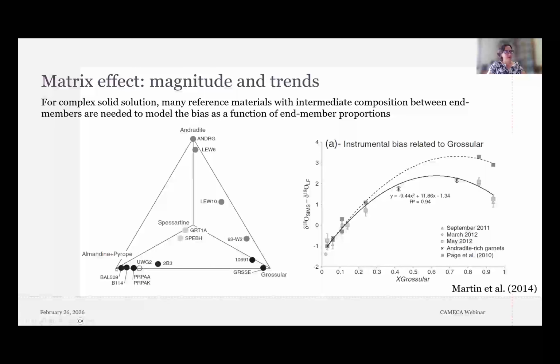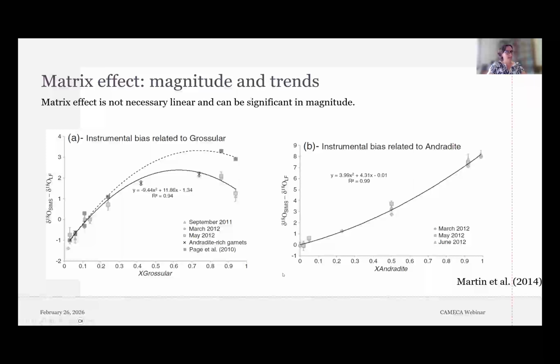And if we just look at the variation between iron 2 plus magnesium and grossular, we can see here the bias in per mil reported as a function of the X grossular, which is the concentration in calcium of garnet, for a range of different compositions of the reference material. So that's the way we operate for this kind of complex minerals.